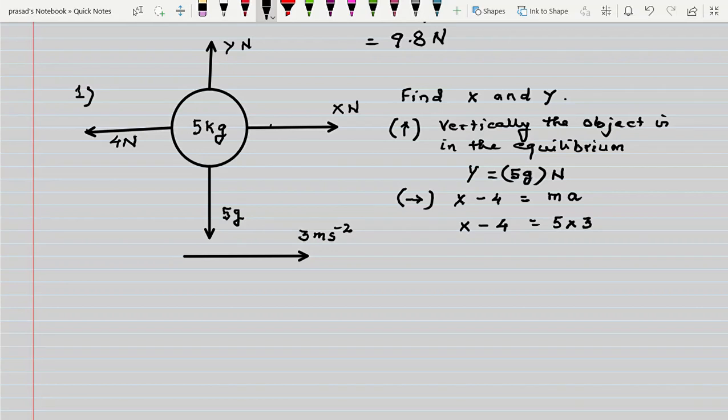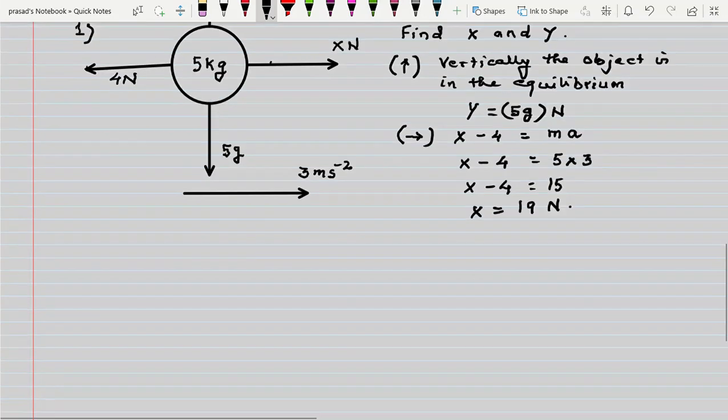So if the acceleration is towards the right, that means the resultant force is acting towards the right. So the force towards the right direction should be greater than the force towards the left direction. So the resultant will be the force towards right minus force towards the left. And hence x minus 4 is equal to 15. So x is equal to 15 plus 4, that is 19 Newton. So the value of x is 19 Newton and the value of y is 5g Newton.